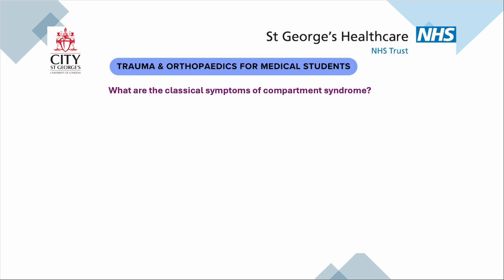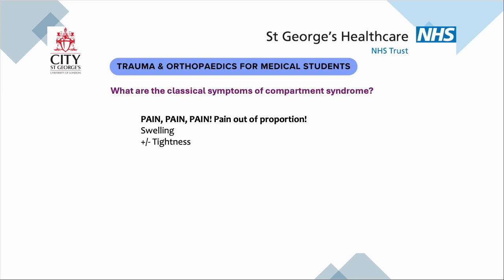So just take a moment to think about the classical symptoms of compartment syndrome. What are you expecting to see? The answer is pain. Pain out of proportion to the injury, and then you may see swelling and tightness. The difficulty for most of us is we don't know what that pain actually means. Most of us have not had a broken bone, so we don't know how painful it is.